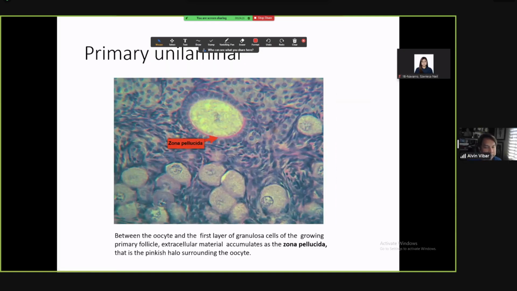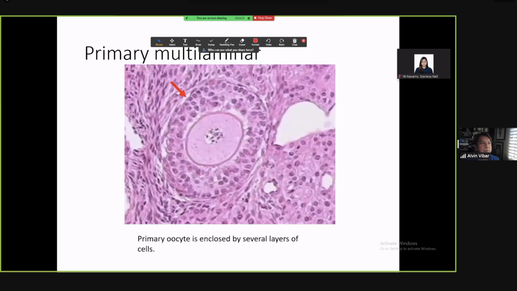Again, you should be able to identify the zona pellucida immediately surrounding the developing egg cell. From a single layer of cuboidal cells, this will now be surrounded by several layers of cuboidal cells. So from primary unilaminar, this will become a primary multilaminar. As the name implies, it is surrounded by several layers of cube-like cells.